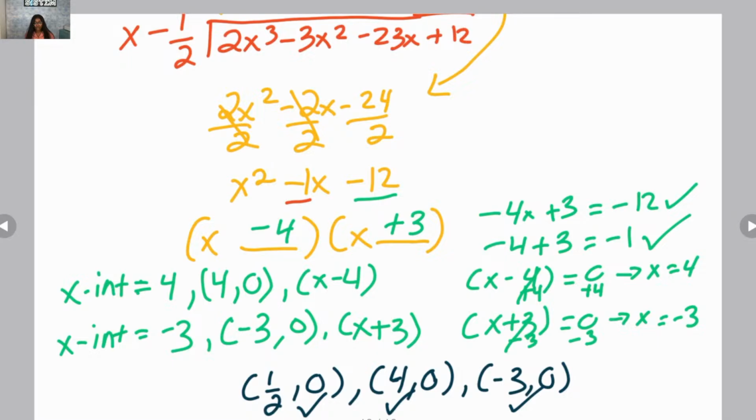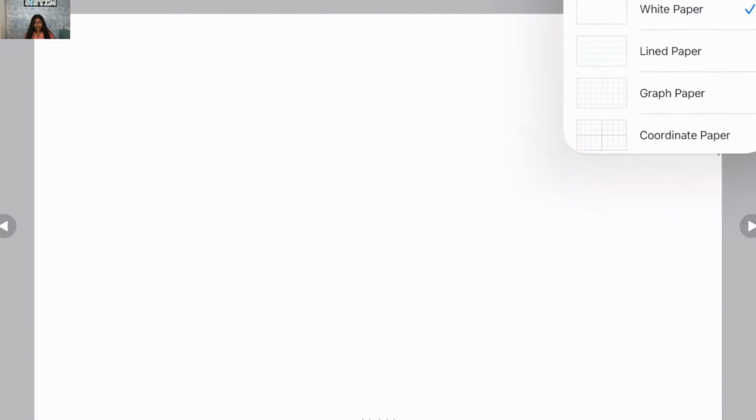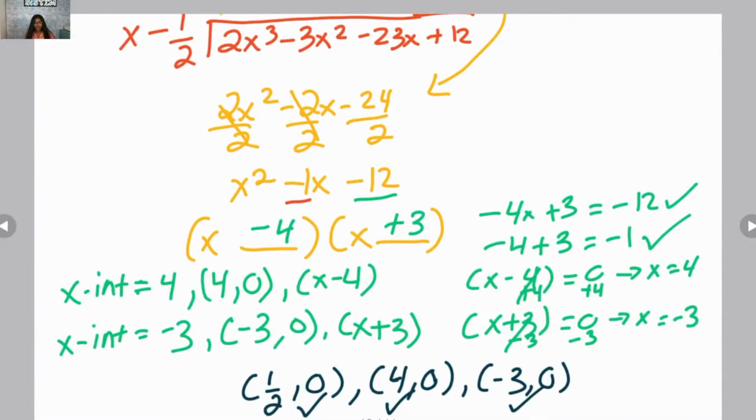So remember, I told you to draw our graph, we need 3 major things, or really 4 major things. The first thing we're going to do is go to the next page and create some graph paper here. Let's graph this bad boy. And let's just plot our x-intercepts. So we have a 1/2, a 4, and a negative 3.